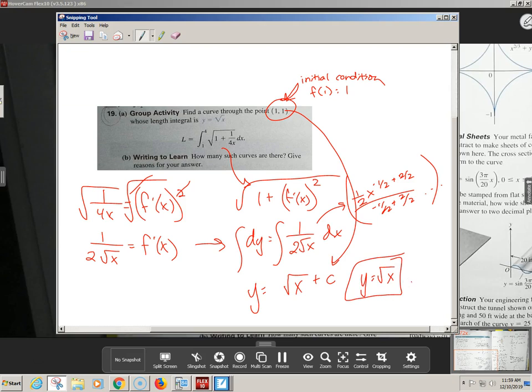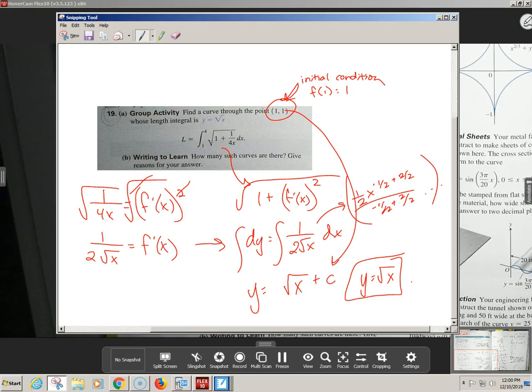Now letter B says, how many such curves are there? If they're asking through the point (1, 1), there's only one, and that's it. If they're asking for curves such that the arc length is the expression, you could say infinitely many. Any of the antiderivatives of the form y equals square root of x plus c. It's a little bit ambiguous in how they worded it.